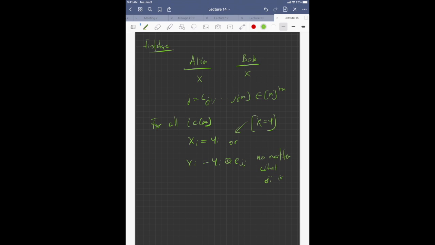So the adversary is going to give Alice and Bob the same matrix X. This can be any matrix in {0,1}^(m by n). And it's going to give the extra vector that they know in the first stage to be an arbitrary vector from [n]^m.